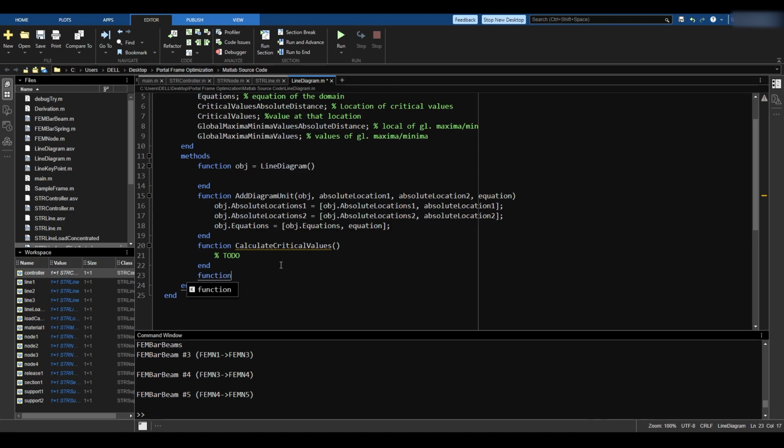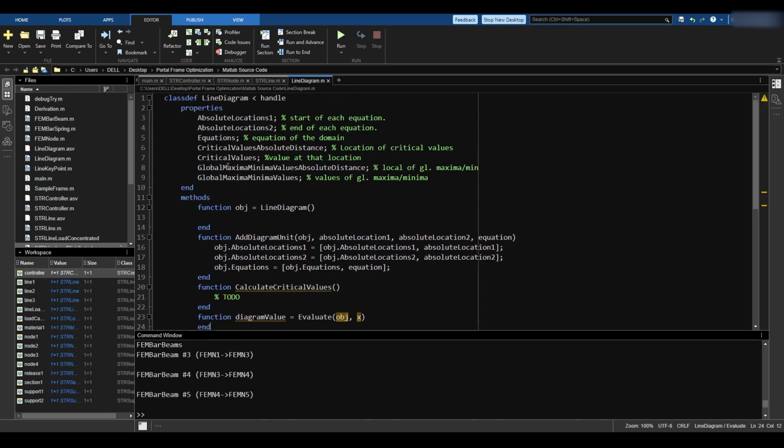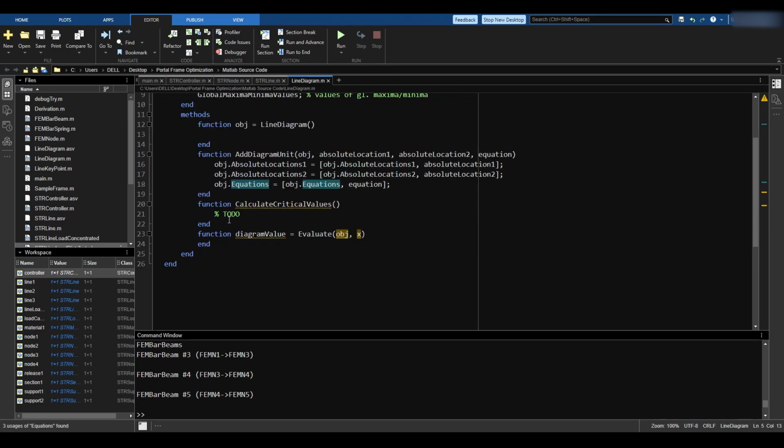So here I need a function that is called evaluate. Let me give output, maybe a diagram value, equals Evaluate of object, and I need to input the x. So I want a function that if I give it the x, it gives me the diagram value. So it will search for the equations and select the correct equation, evaluate the equation, and return it back to the user. So this is yet another to-do. I think here I should pass in the object reference because that's a function. This is a to-do.